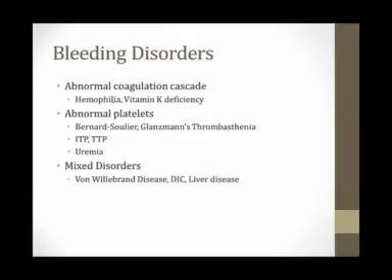So in this module, we're going to focus on bleeding disorders where there is an abnormality of the coagulation cascade. These disorders are often called coagulopathies, and this includes hemophilia and vitamin K deficiency and a few others. In another module, I'll talk about platelet disorders, including disorders that involve both platelets and coagulation like these down at the bottom of the screen.